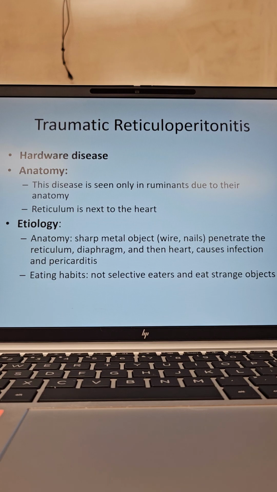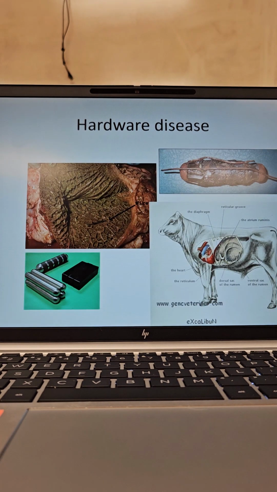It causes infection and pericarditis, infection around the heart. What causes this is their eating habits. They're not selective eaters. They will eat strange objects. They go out and eat whatever the heck they can get in their mouth.